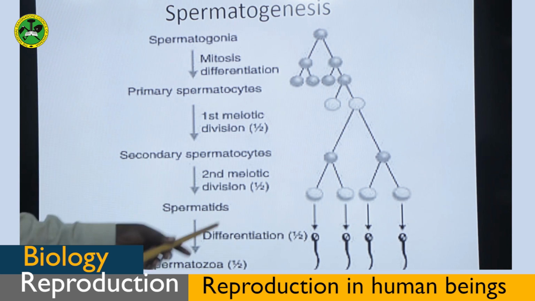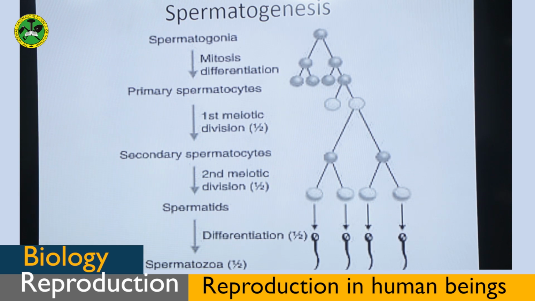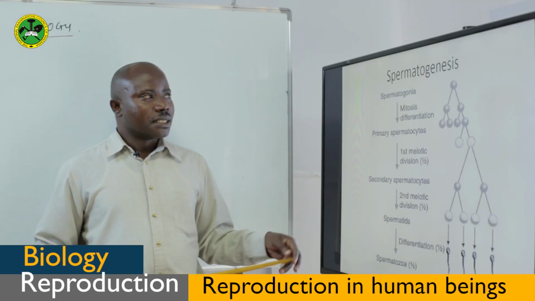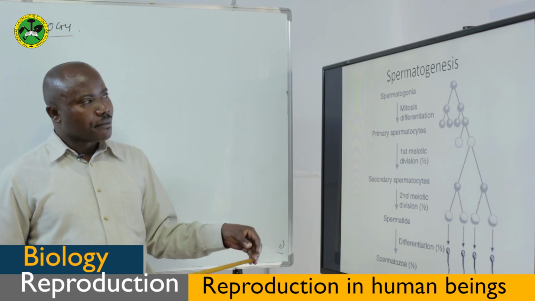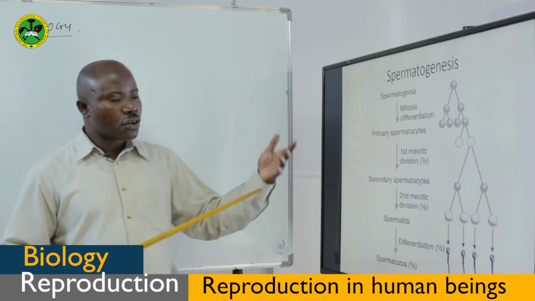But spermatids, as I said before, are non-functional because they lack some important features that can make them viable for fertilization. Therefore, they have to undergo cell differentiation, in which some important features are added to the spermatids, and they become the functional spermatozoa. Therefore, let us see the matured spermatozoa.